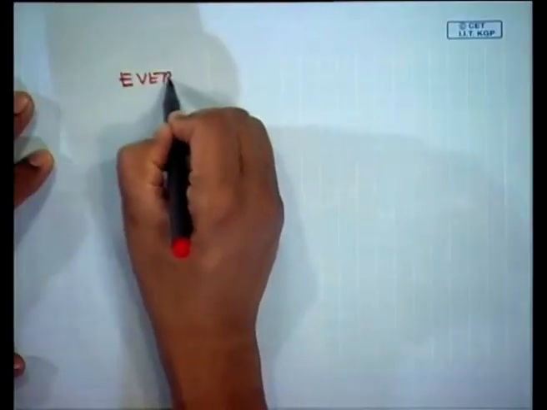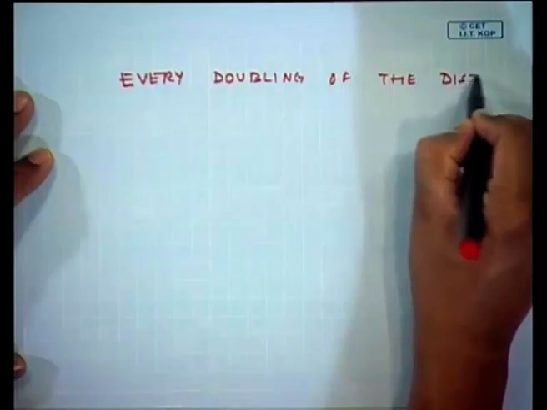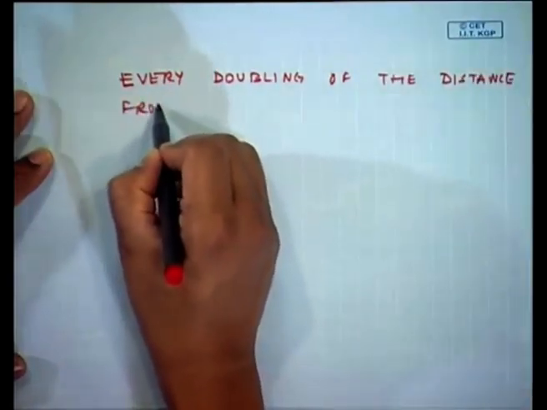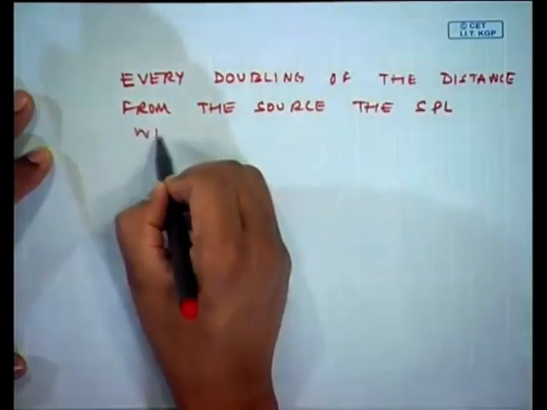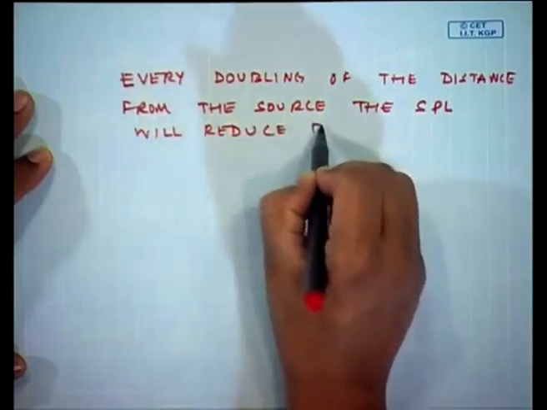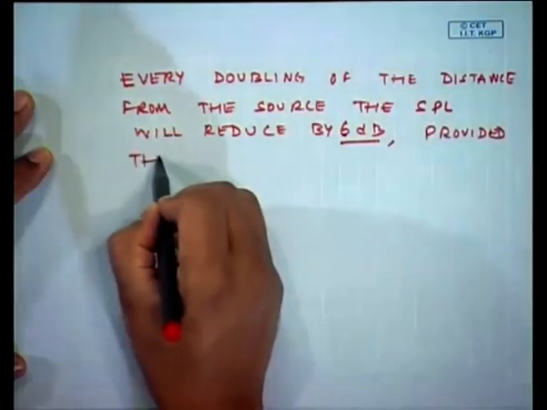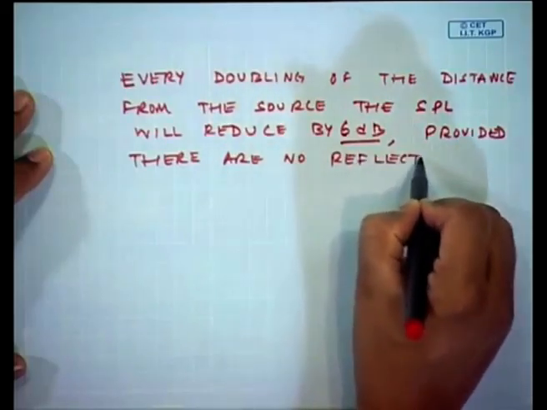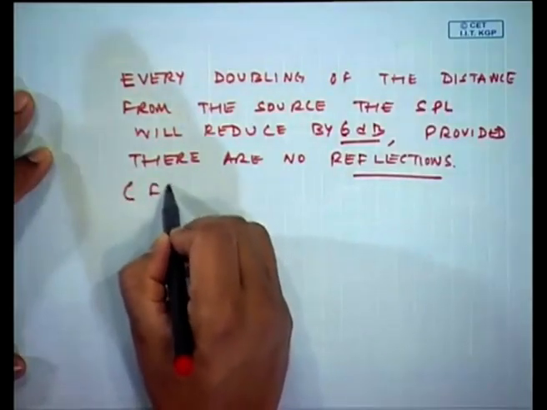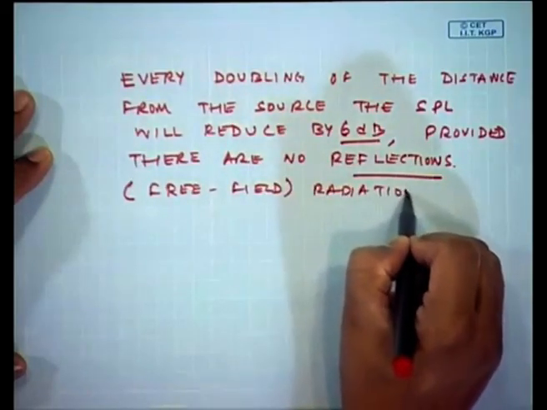That means, with every doubling of the distance from the source, the SPL will reduce by 6 decibel, provided, this is very important, provided there are no reflections, and this no reflections means free field radiation. Okay.